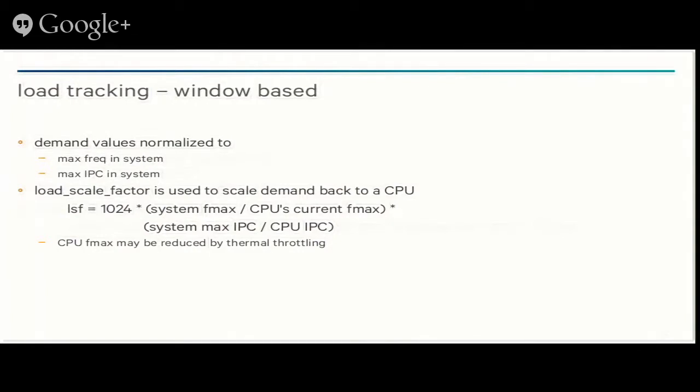And when you're doing that, that now needs to take into account the fact that the max frequency on that target CPU may have been throttled by thermal. So in the calculation for load scale factor, you're going to use the CPU's current Fmax, not necessarily its max possible frequency that would be allowable by hardware under nominal operating conditions.